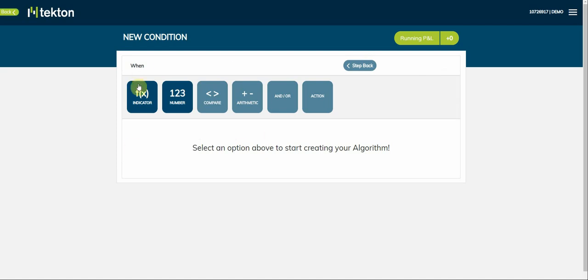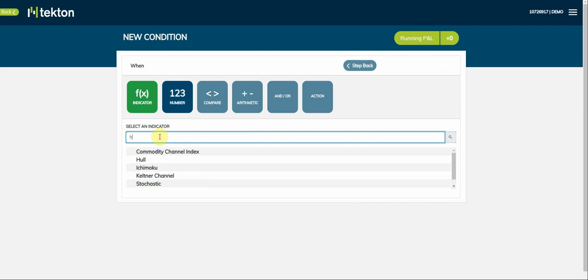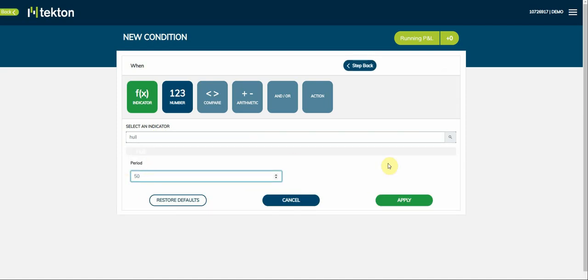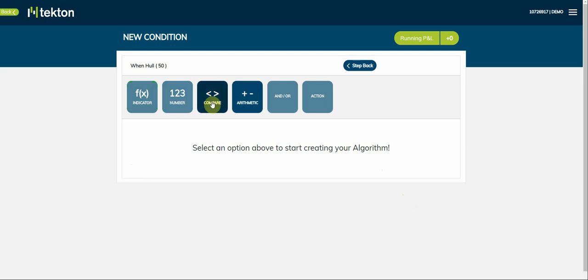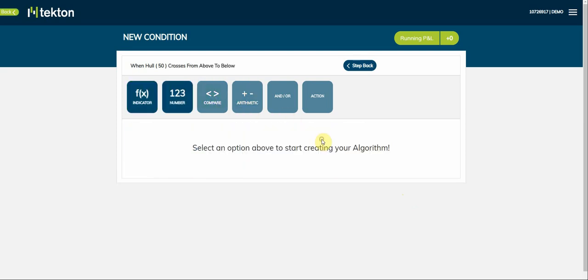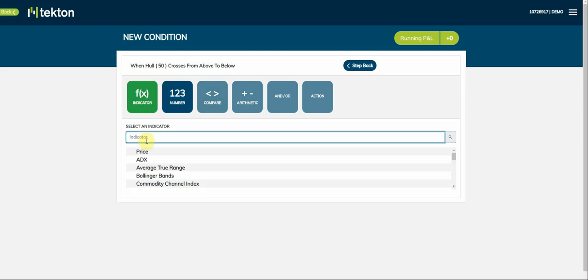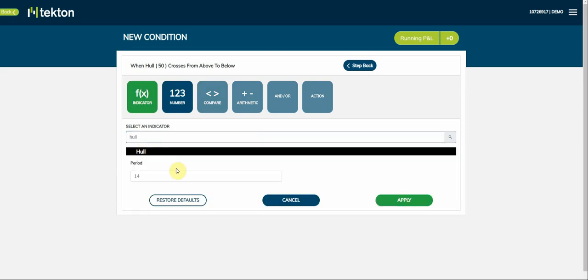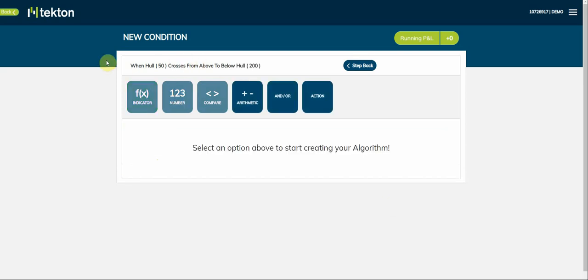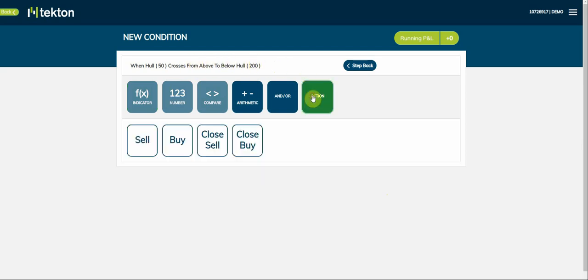We have pre-populated menus, so the first thing we do is choose the indicator. We're going to choose the hull. There it is there. We type in 50, apply, and we tell the system what we want to happen. Compare when the hull crosses below the hull again, 200. We click apply, and as you can see at the top here, it started to write the rule or the algorithm. What we want to happen when that happens is from above to below, we want to sell.